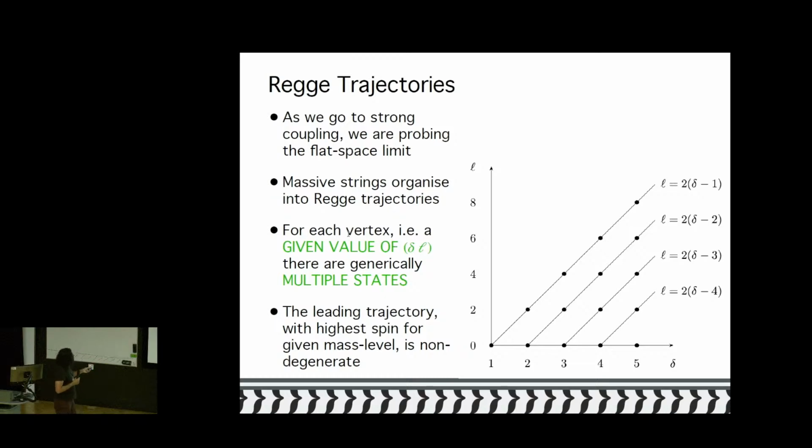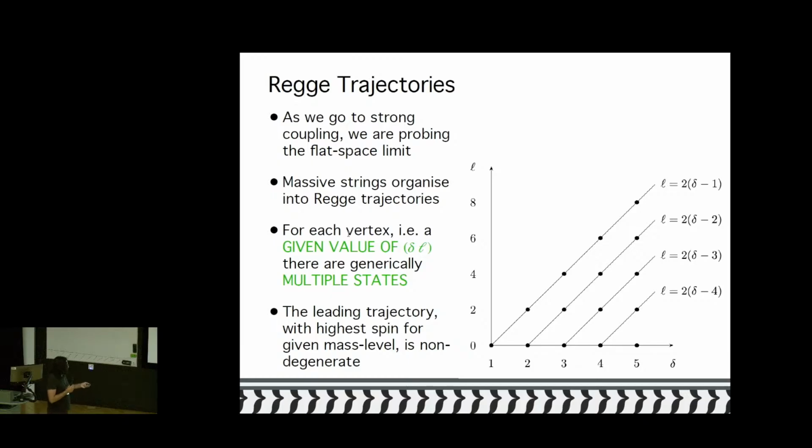As I said, we are probing the flat space limit. Massive strings organize themselves into Regge trajectories. They look like this. You can do a Regge trajectory of delta, the string mass level, versus spin. Basically, at each value of delta and L, there will be some operators that you exchange, some massive strings.